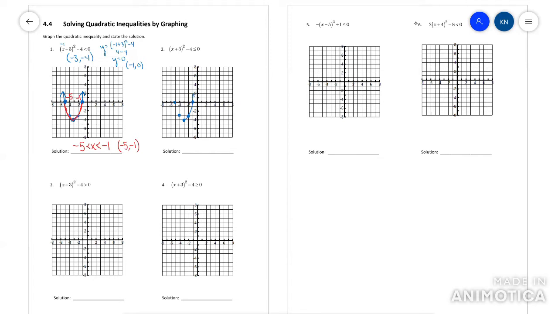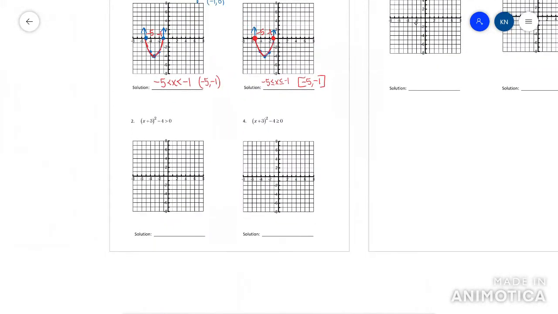Okay. The next one is the same graph. So it looks like this. But now they're asking where is it less than or equal to 0. So that's again all of this section, but it also includes these red dots on the end that I put there. So again, it's from -5 to -1, but this time it's -5 less than or equal to x, less than or equal to -1. And it would use brackets for interval form, like that.